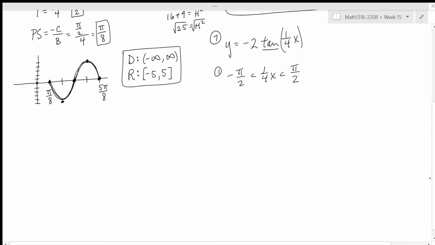And then what I'm going to have to do, after I put the angle in the middle, I'm going to have to solve that for x. So what do I need to multiply by to get x by itself? 4. We're going to multiply everybody by 4. So that's going to be -2 pi. And that's going to be +2 pi.